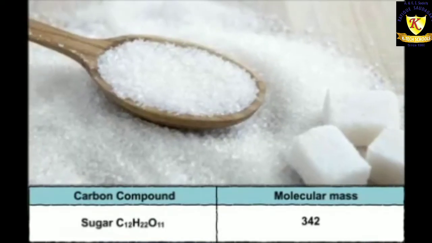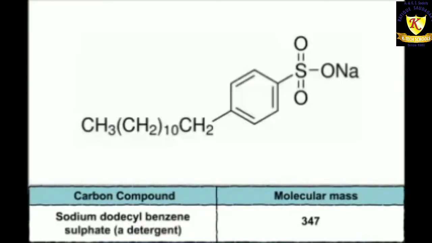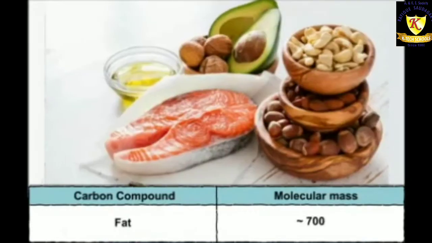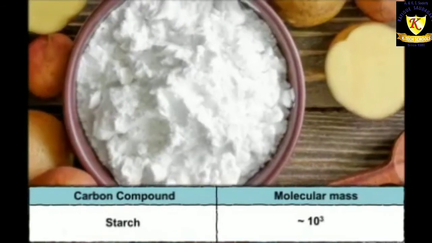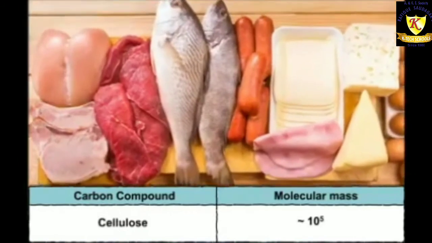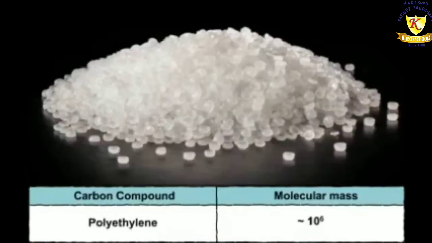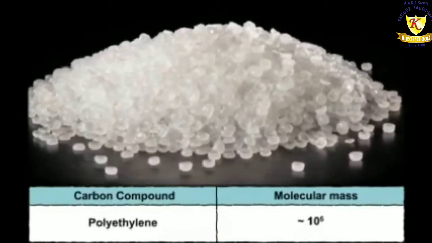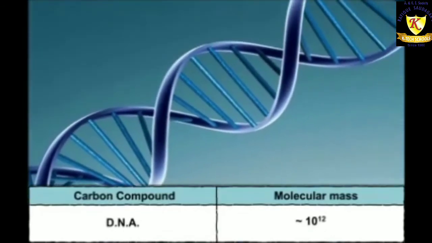And sugar, C12H22O11, with a molecular mass 342. Sodium dodecyl sulfate, that is a detergent, molecular mass 347. Fat, 700. Starch, 10 raised to 3 is the molecular mass. Cellulose, 10 raised to 5. Protein, 10 raised to 5. Polyethylene, 10 raised to 6. And DNA, 10 raised to 12 is the molecular mass.